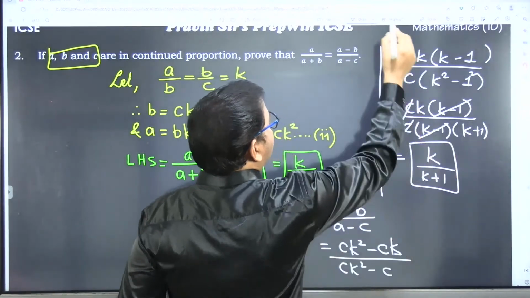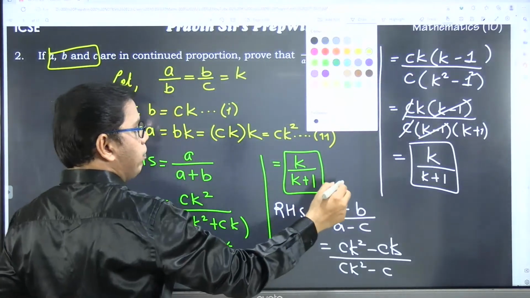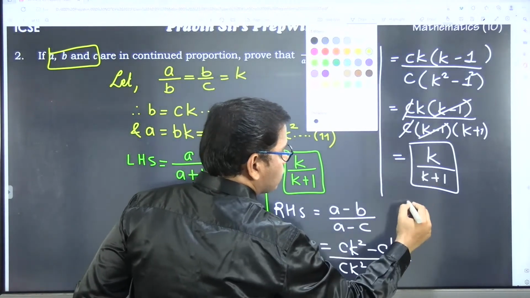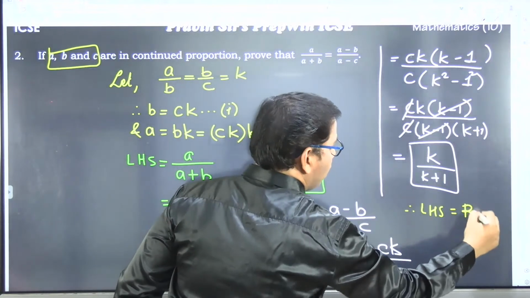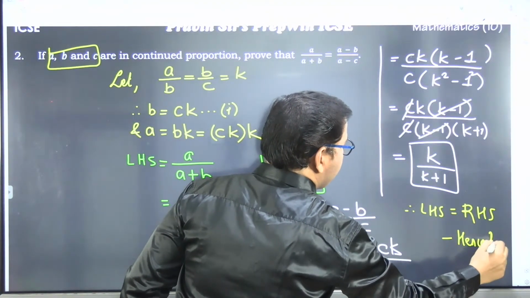Now look at LHS and also at RHS. LHS was K upon K plus 1 and RHS was also K upon K plus 1. Therefore, I can definitely say LHS is equal to RHS. Hence proved. Isn't it very easy?